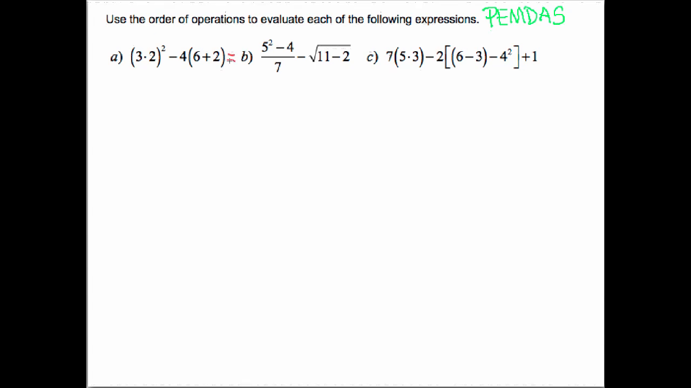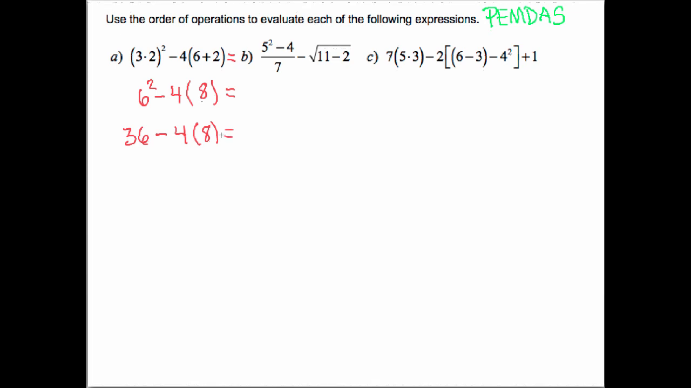equal to, and I'll work within the parentheses first. 3 times 2 is 6, so I'll have 6 squared, minus 4 times, working within the parentheses, 6 plus 2 is 8, equals. Then I'll apply exponents next. 6 squared is 36, so I have 36 minus 4 times 8.